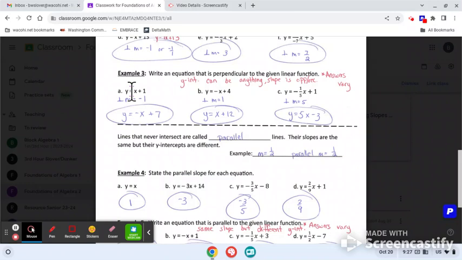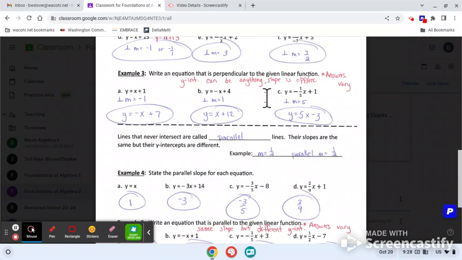So if I start with y equals x plus 1, that is my original equation, my goal is to write an equation that is perpendicular to that. Well, my slope is 1, so I'm starting by writing my perpendicular slope, which would be -1. And then I just need to put it into my equation. So if I have a slope that's -1, I get y equals -x, or y equals -1x, and then I just need a y-intercept. +7, +2, -1, -0.5. It really could be anything.